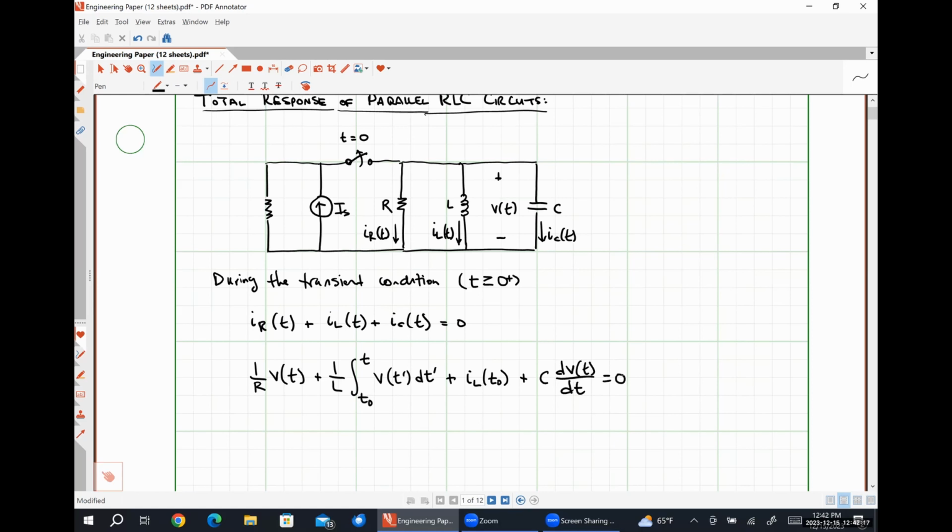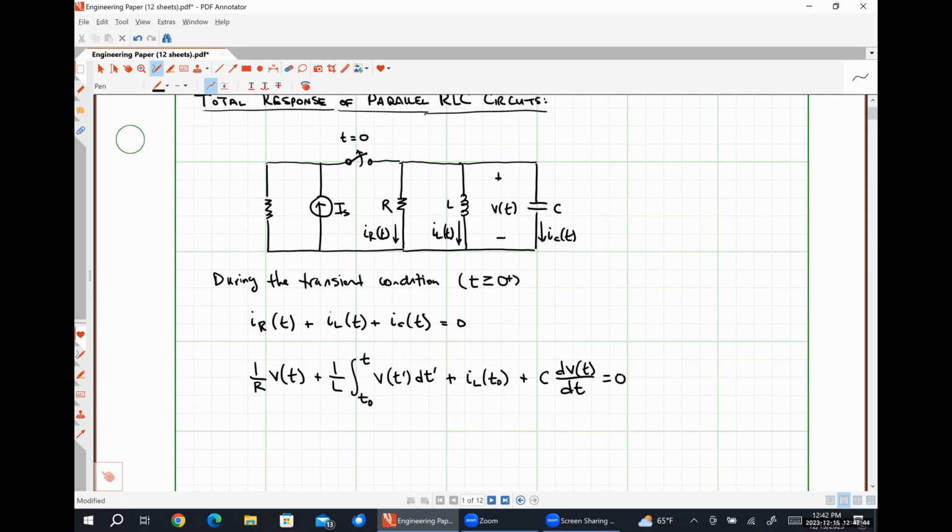So this is what's known as an integro-differential equation. And I don't know about you guys, but I don't like integro-differential equations because they're annoying. So to make this a little bit easier on us, I'm going to take the derivative of both sides of this equation to get rid of that integral, and it will leave me with a second order differential equation, okay?